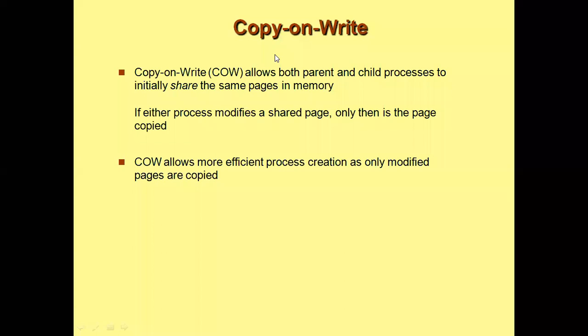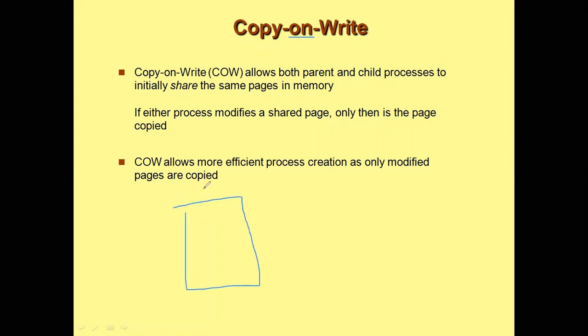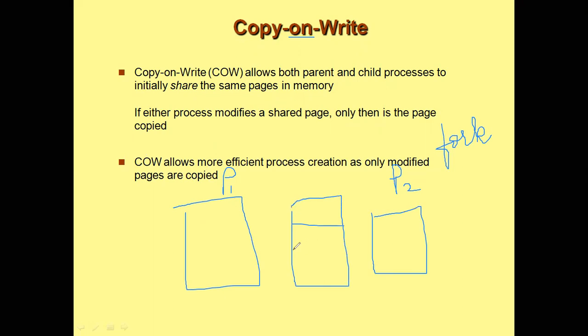Coming to a not so important topic, copy on write. I'll just take a little time to explain this. Let's say you know that there is a fork system call, right? What is the job of the fork system call? Let's say P1 is a parent process and P2 is a child process. If P1 invokes a fork system call, then P2, a child process, is born. Initially these two processes will be sharing pages. So they'll be sharing all the pages.